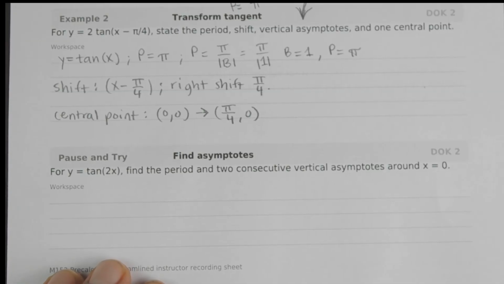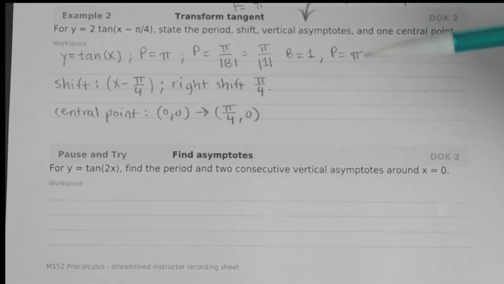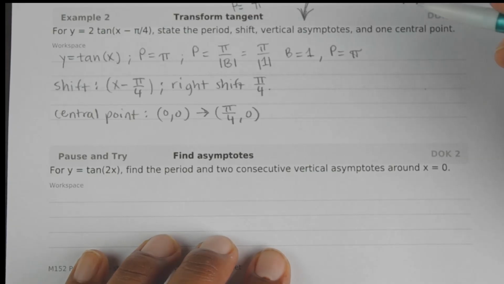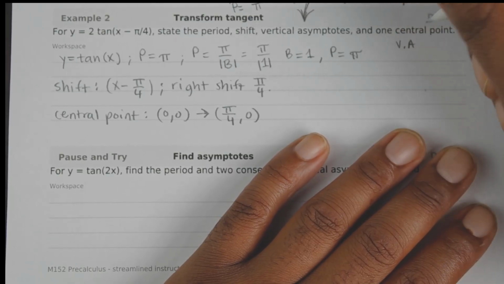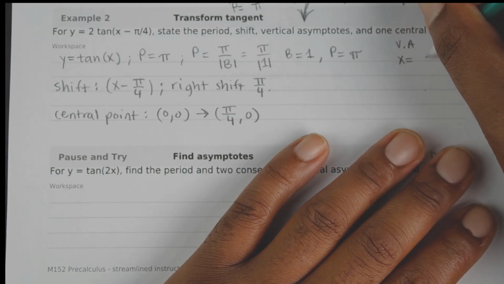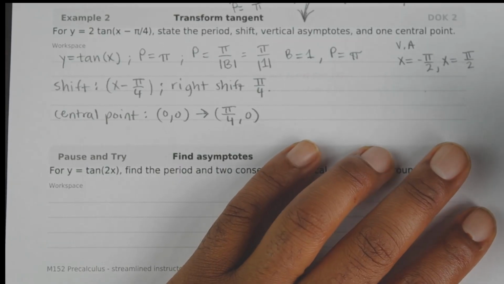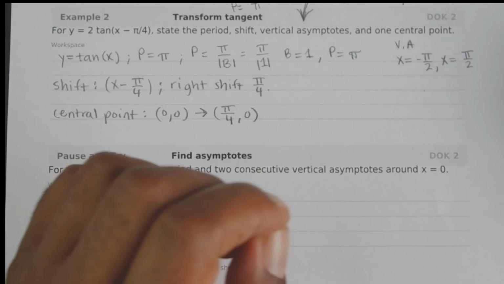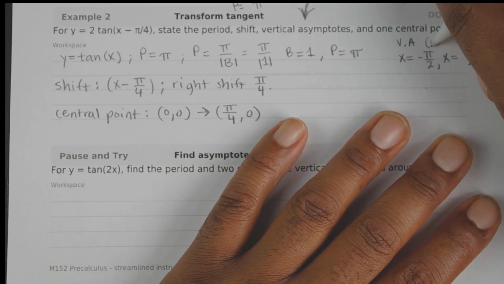Now, we need to find the vertical asymptotes. The parent tangent graph has vertical asymptotes, as we looked at previously, of x equals negative pi over 2 and x equals pi over 2. Those are the vertical asymptotes of the parent function. Now, notice we have a shift here. So we're shifting from the vertical asymptotes that we originally have in the parent function. So again, this is the parent.